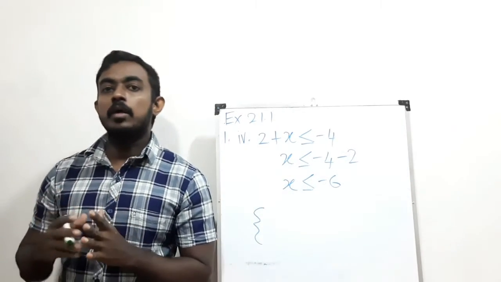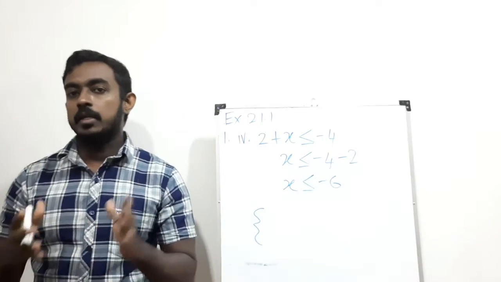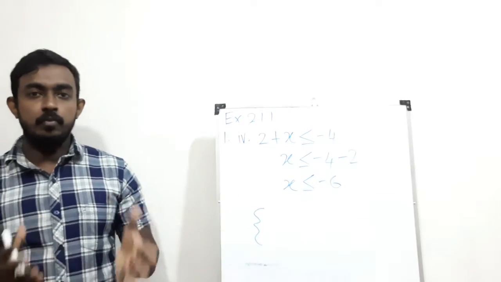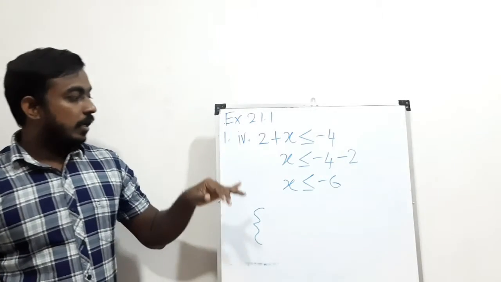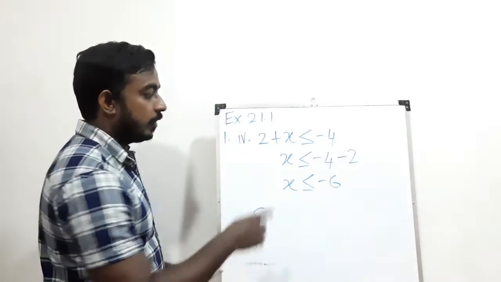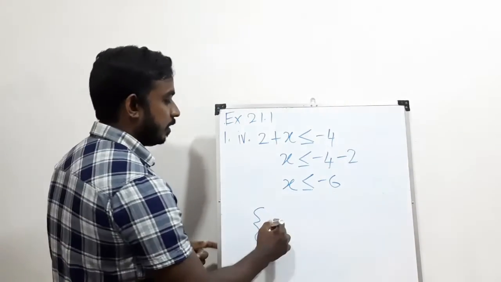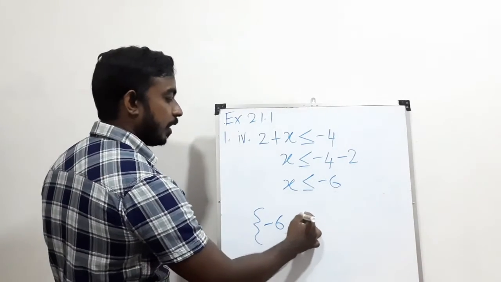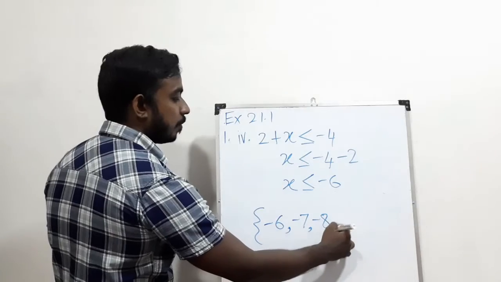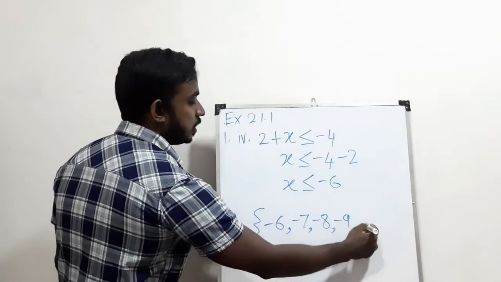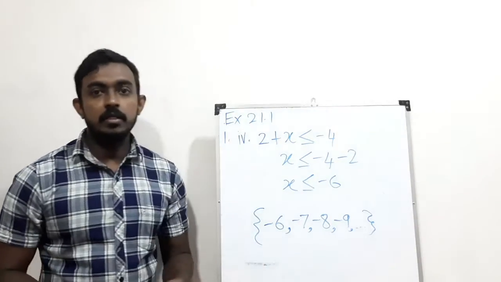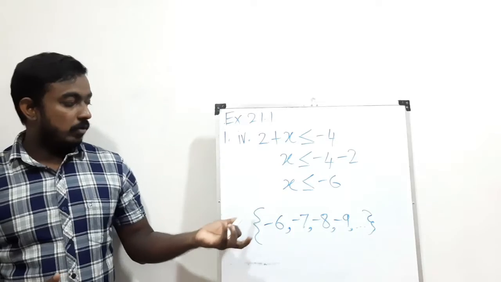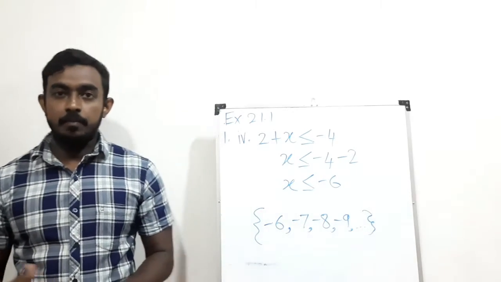So if you imagine a number line, you know the less values are on the left side. The less values should be, we can include minus 6 this time. Therefore, we can write starting by minus 6, minus 6, minus 7, minus 8, minus 9. Likewise, we can continue. So, if you imagine the number line, you know that the less values are on the left side. So, on the left side, these values are on a number line.